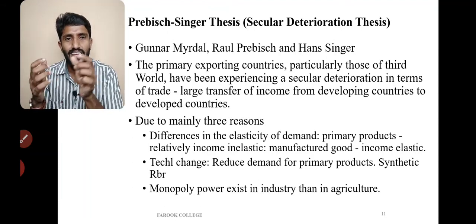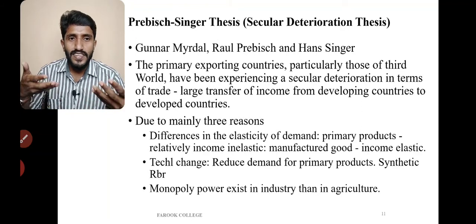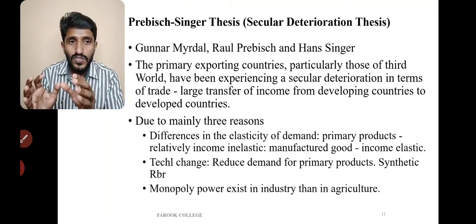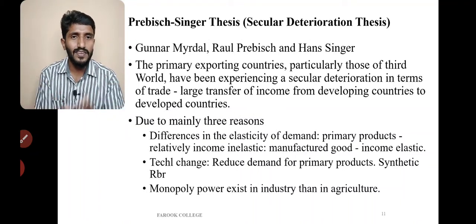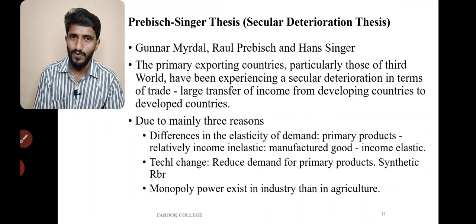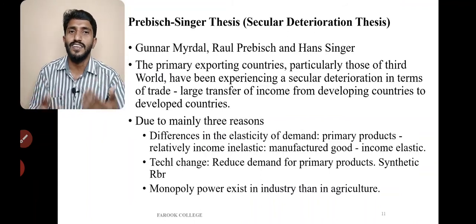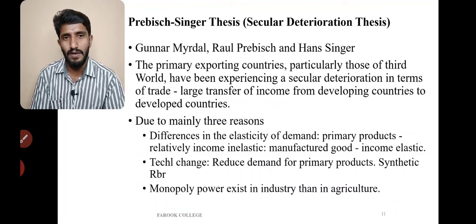Secondly, there is technological change. When technology is more developed, it reduces the demand for primary products like natural rubber. It was replaced by synthetic rubber now. Why? Because of technological change. So this can also happen.